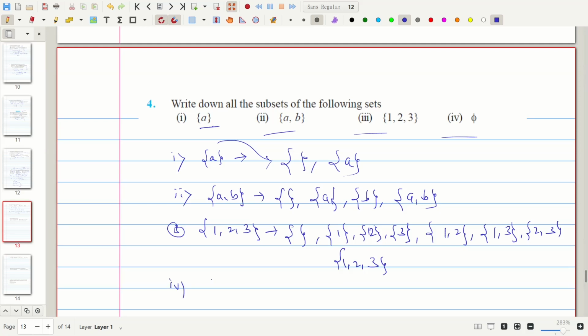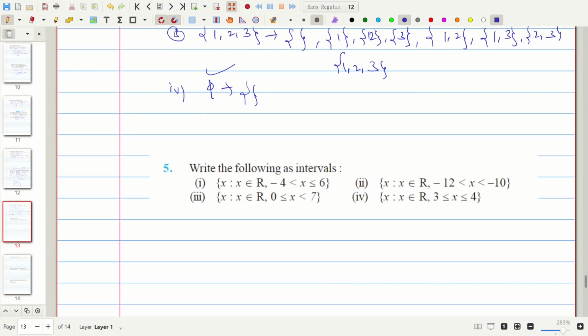And the fourth one is phi. So for phi, the empty set, the only one subset is the empty set. So come to the next problem.